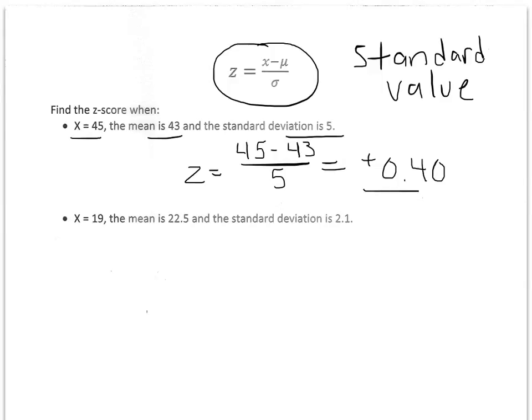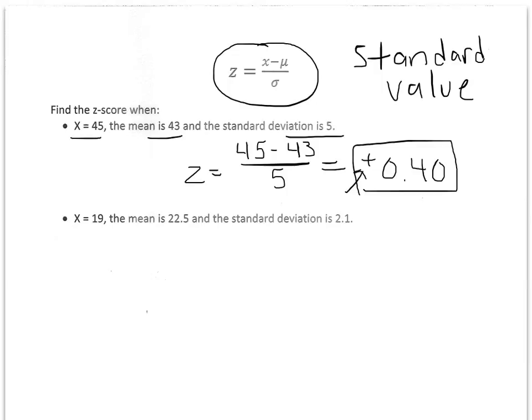So what this number is saying is that our value, our 45, is 0.4 deviations above the mean. Above because we're talking about a positive number here. This talks about the number of deviations above the mean that it is. This puts everything on a standard level. That way we can evaluate things that we normally couldn't evaluate before.